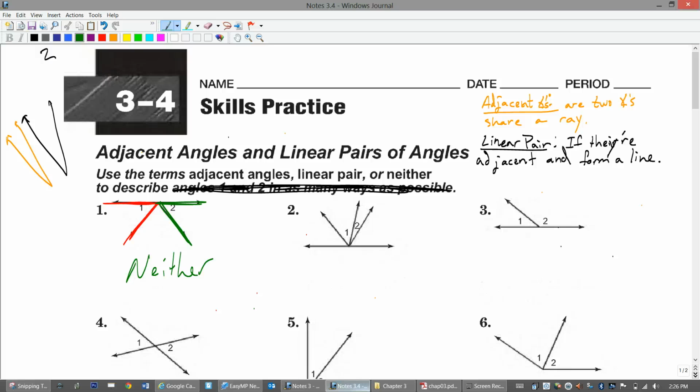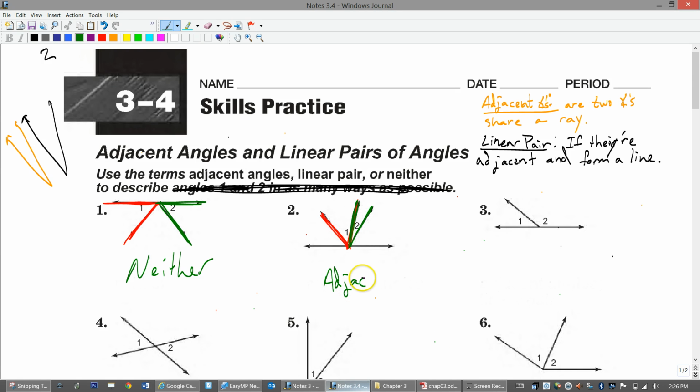Okay? So number two, are they adjacent? First question. They are. They share a common ray. And if we draw it in, the ray that's shared in common is that second one I just drew, or this first one where they overlap, right? 1 and 2 are specifically adjacent angles, yes. Do they form a linear pair? That's actually a harder question for this one. Do the red and green make that straight line? No, that means they do not form a linear pair. So this is just adjacent.